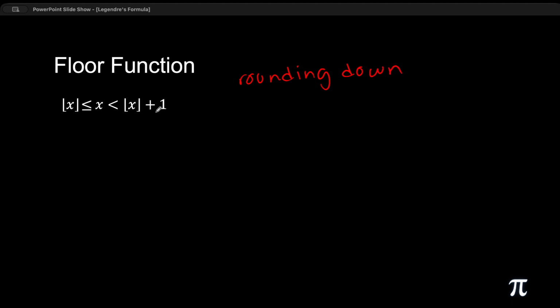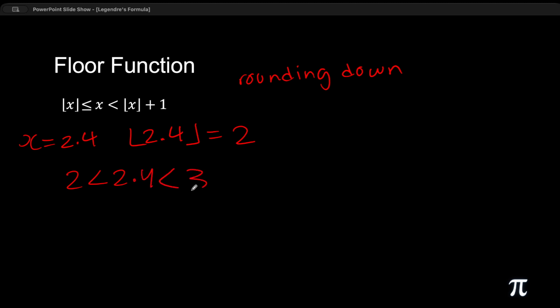So here is the core definition of a floor function in the form of an inequality. It states the floor function of x is less than or equal to x, which is less than the floor function of x plus 1. Let's see how this would apply to a number, say x is equal to 2.4. First, let's find the floor function of 2.4. It would be 2 because we're rounding down to the nearest integer. Now if we put this in the inequality, we'd get 2 is less than 2.4, which is less than 2 plus 1, which is 3.